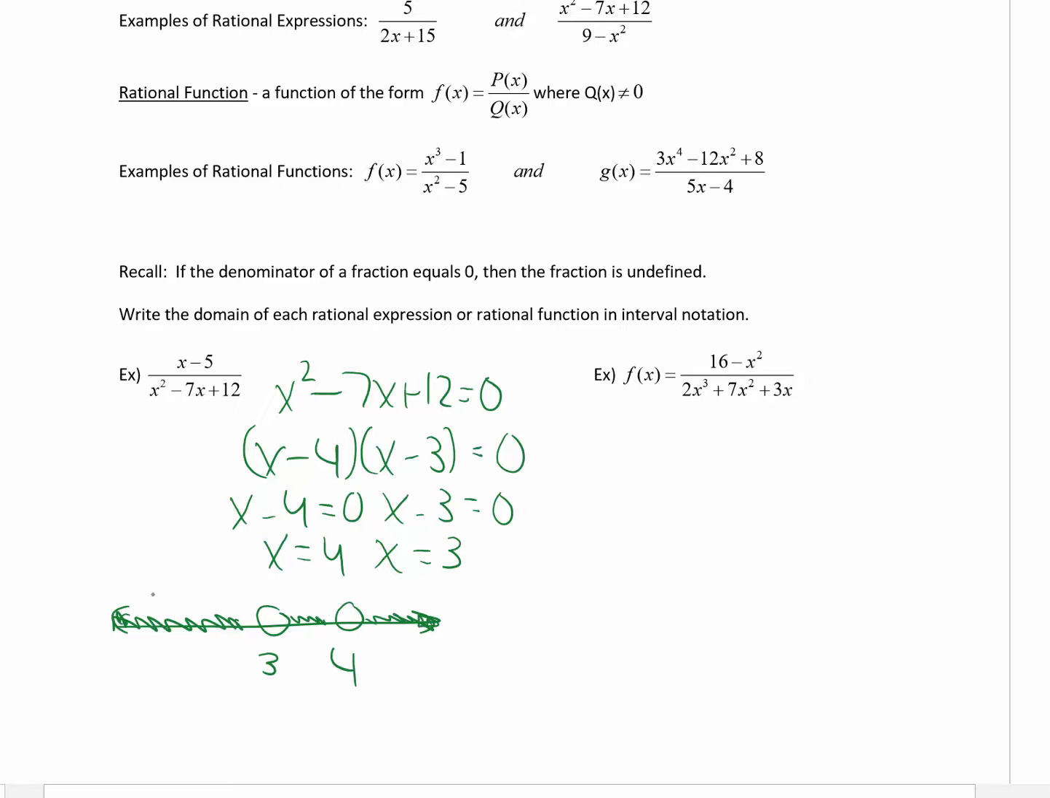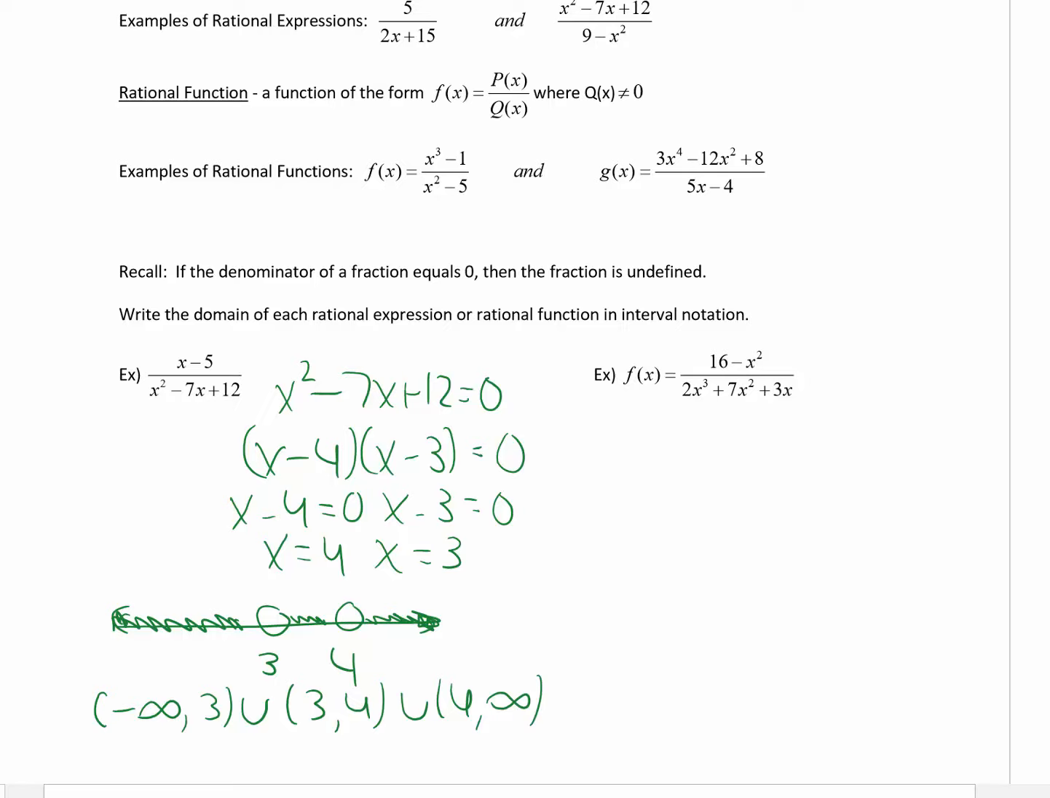So now I want to write these three regions in interval notation. Starting from the left, that's negative infinity to 3, or 3 to 4, or 4 to infinity. Okay, let's take a look at the next example.